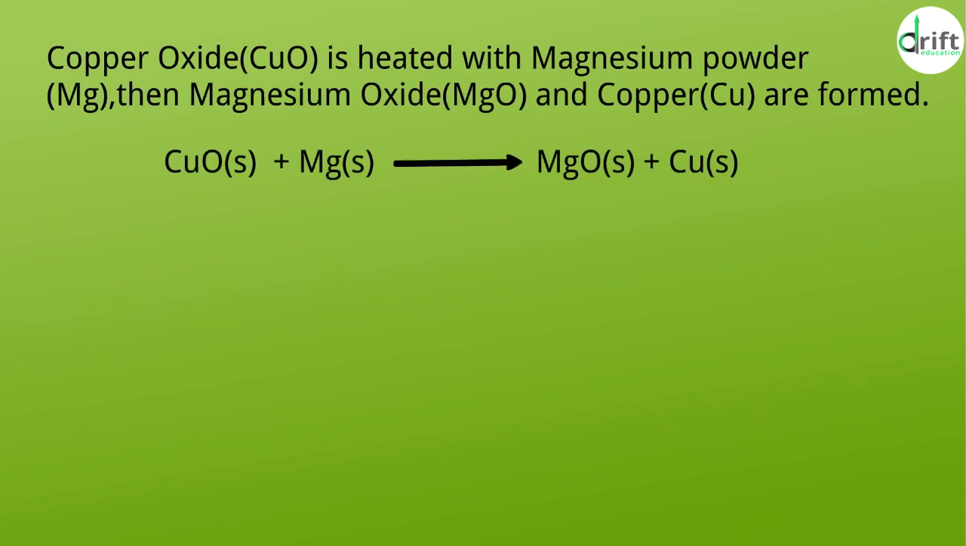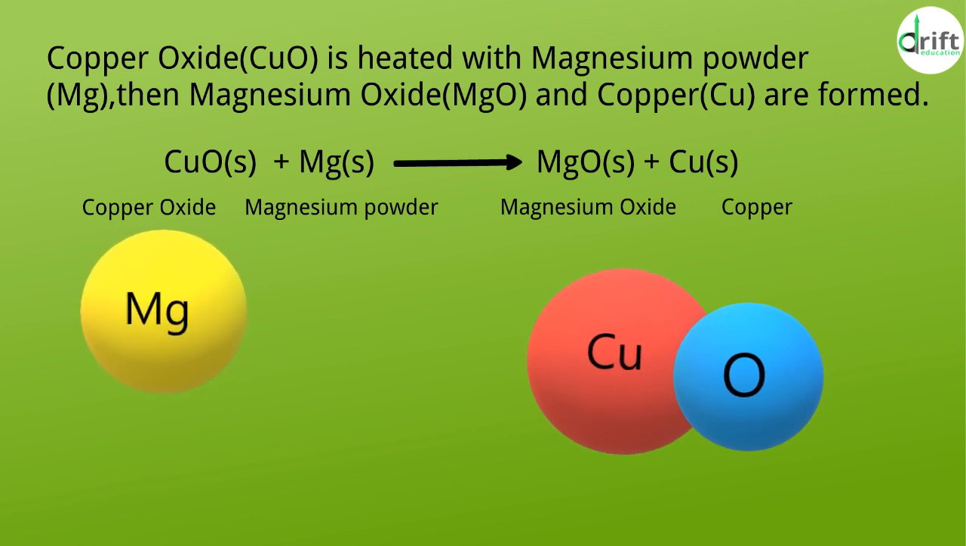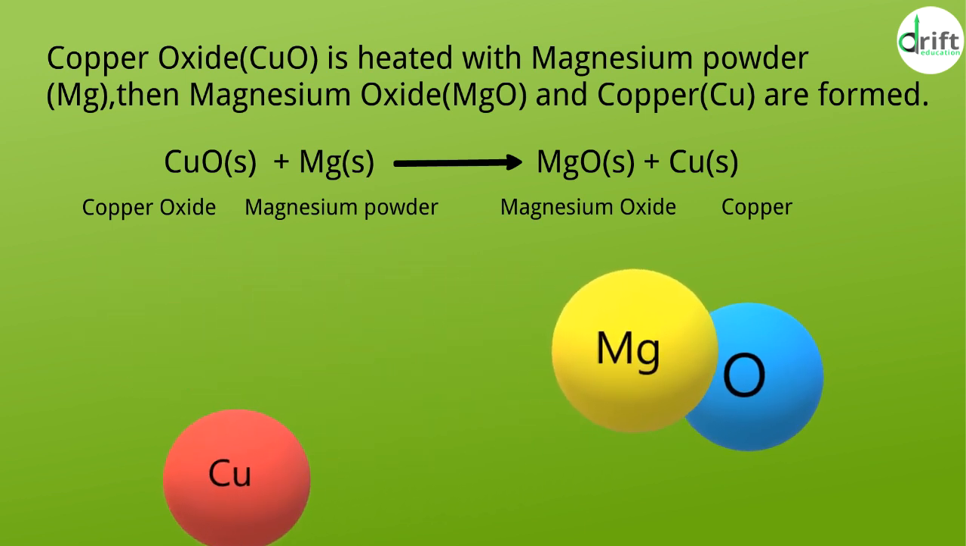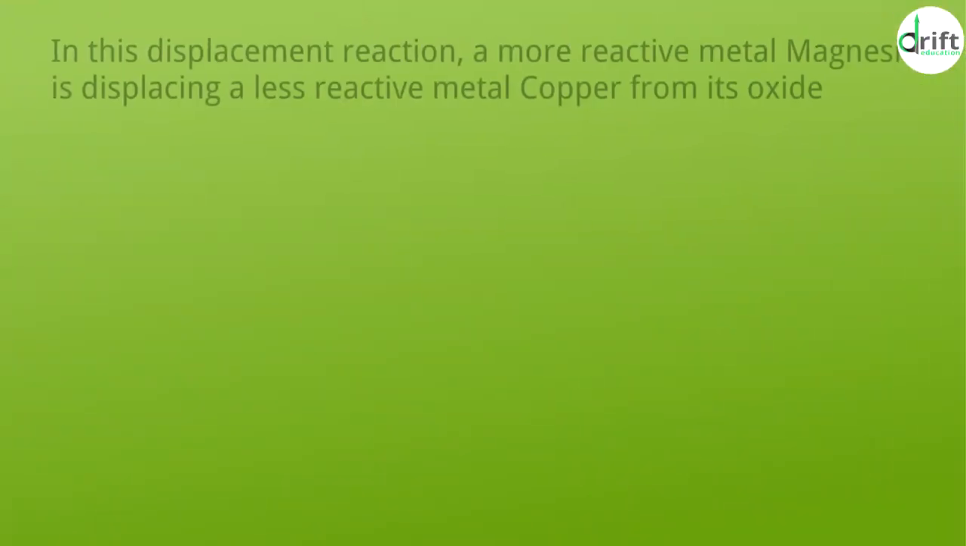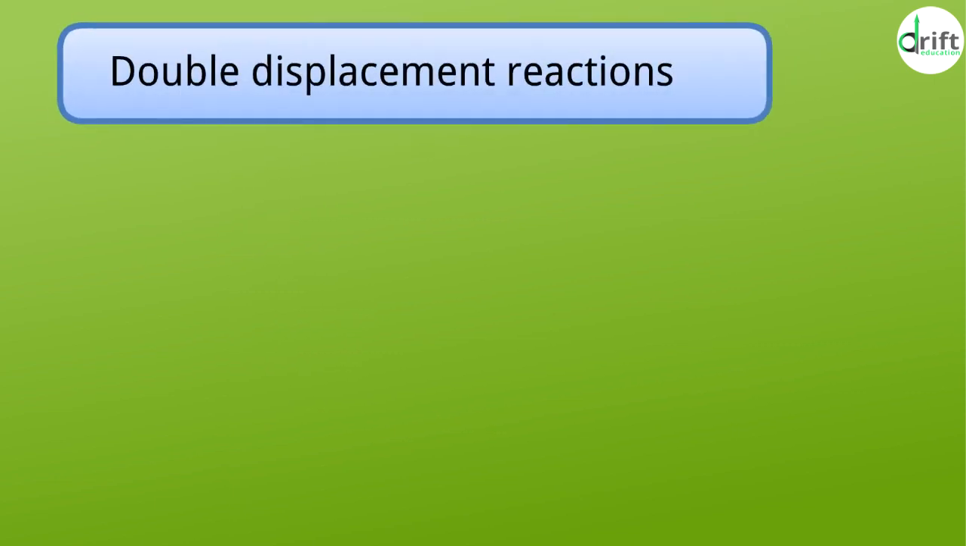Let's see one more example. When copper oxide CuO is heated with magnesium powder Mg, then magnesium oxide MgO and copper Cu are formed. Copper oxide solid plus Mg solid gives MgO solid plus Cu solid. In this displacement reaction, a more reactive metal, magnesium, is displacing a less reactive metal, copper, from its oxide, that is, copper oxide. Now, let's study double displacement reactions.